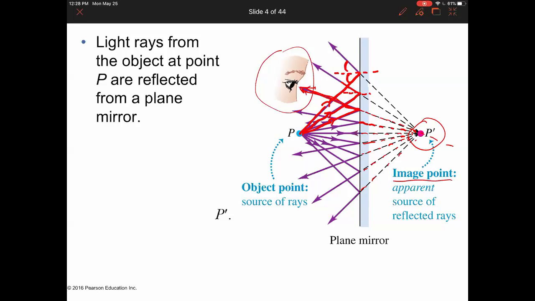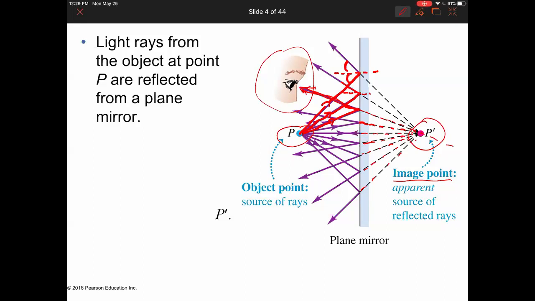That means we take P to be the object's position, then use these reflected rays to trace back and find the image point. So for all plane mirrors, this is what we're going to be doing: look at two or more rays that are reflected off the surface of the mirror, then trace them back behind the mirror, and we will always find the point where those rays converge or intersect. That's going to be the image position.